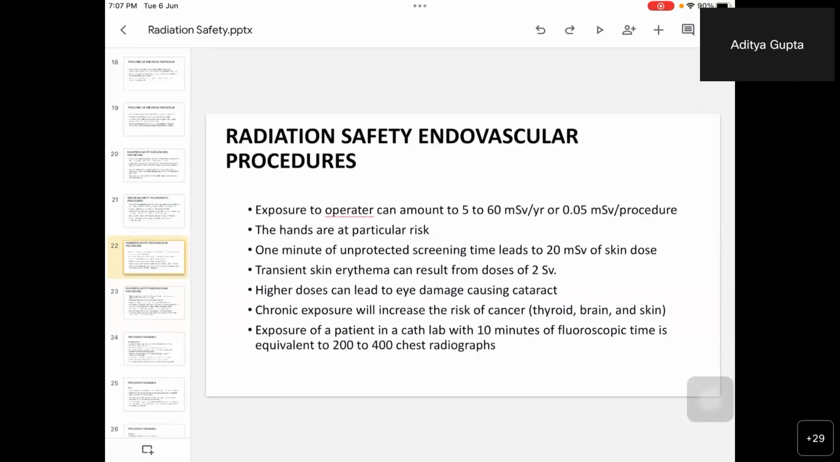One minute of unprotected screening time leads to around 20 millisievert of skin dose. Transient skin erythema can happen as a result of doses of 2 sievert, which is too high a dose for an endovascular procedure. Higher doses can lead to eye damage, which can cause cataract. Chronic exposure will increase the risk of cancers like thyroid, brain, and skin cancer, which is also very rare. Exposure to a patient in the cath lab with 10 minutes of fluoroscopic time is equivalent to around 200 to 400 chest radiographs.